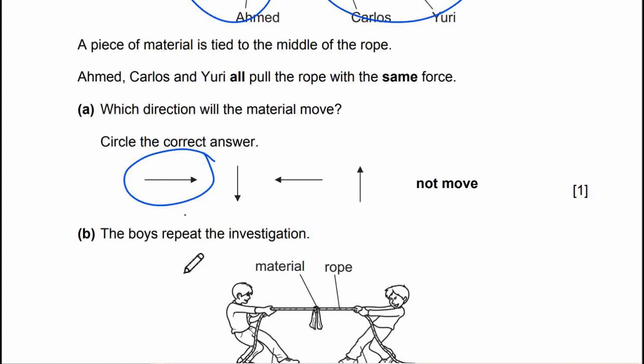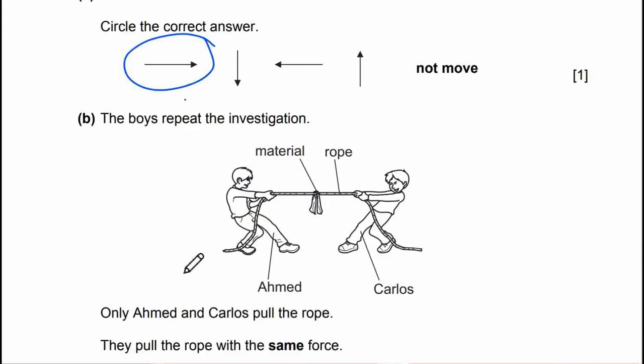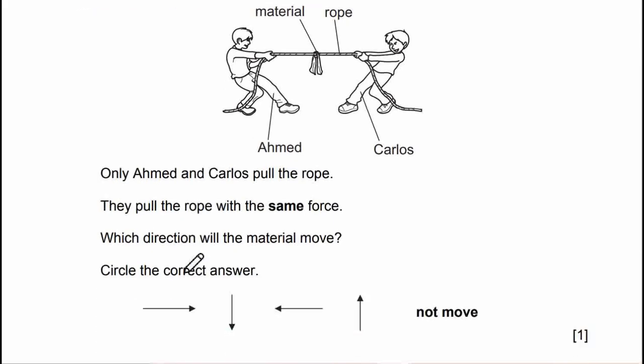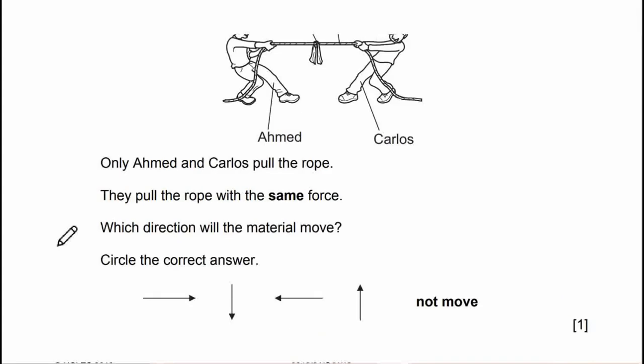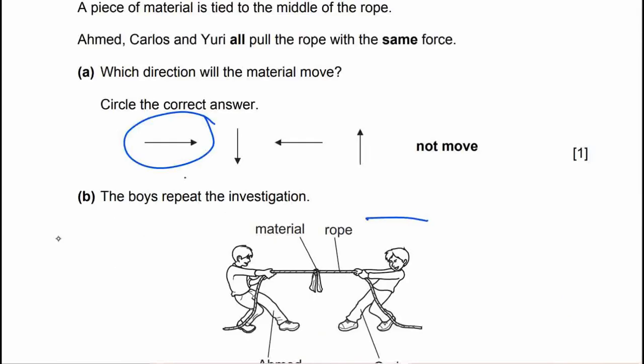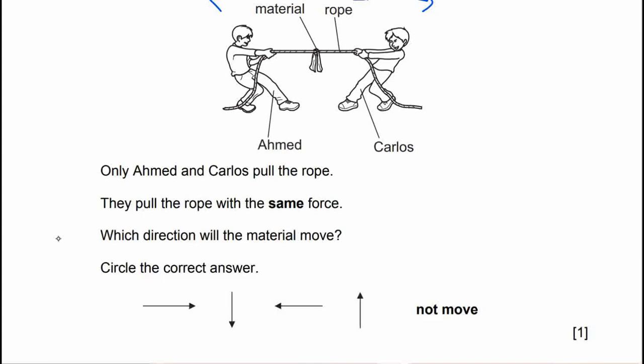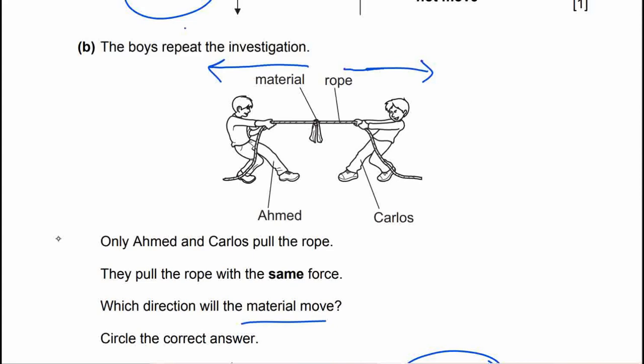The boys repeat the investigation. Only Ahmed and Carlos pull the rope. They pull the rope with the same force. Which direction will the material move? Circle the correct answer. If the forces to the right and to the left are the same, they cancel out each other, so the material will not move because the resultant force is 0.